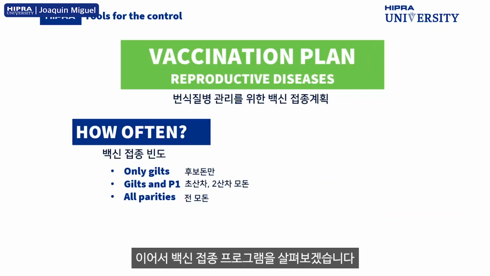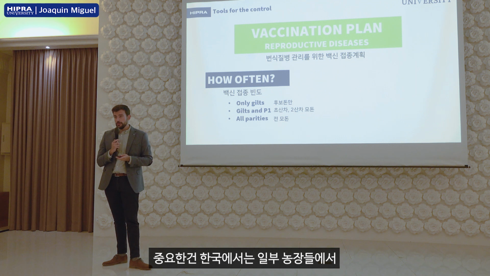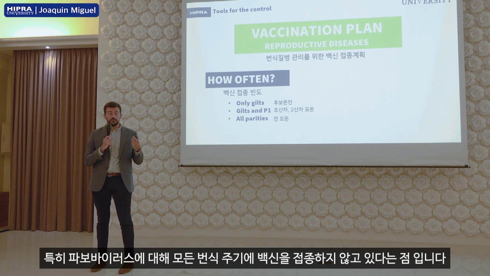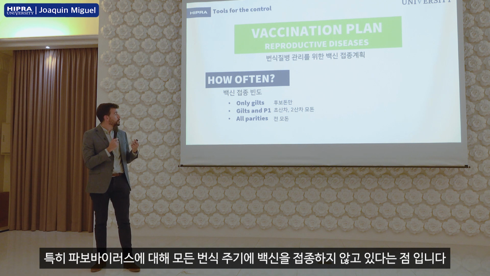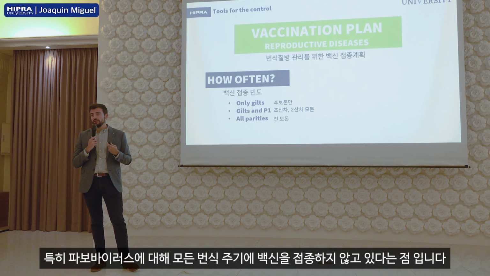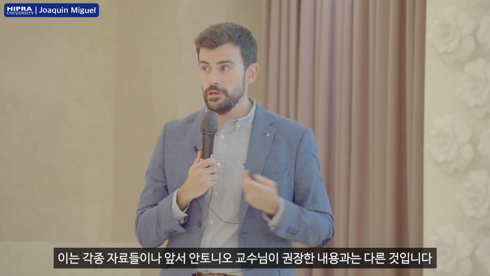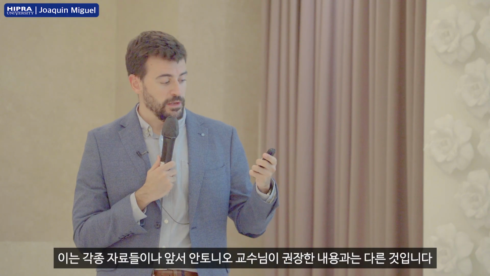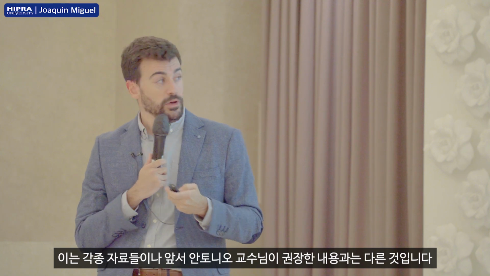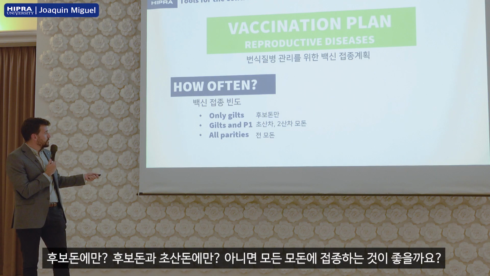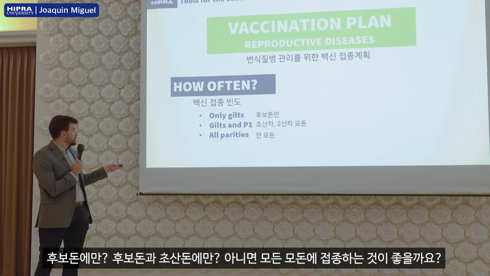Okay, and regarding the vaccination plan, an important point is that we know that here in Korea, for example with parvovirus, some farmers or some companies don't vaccinate the animals in every cycle, as it should be implemented in the farms according to the articles, and also as Antonio has commented. So how often? Only the gilts and the first parities, or in all parities? We are going to answer this question.